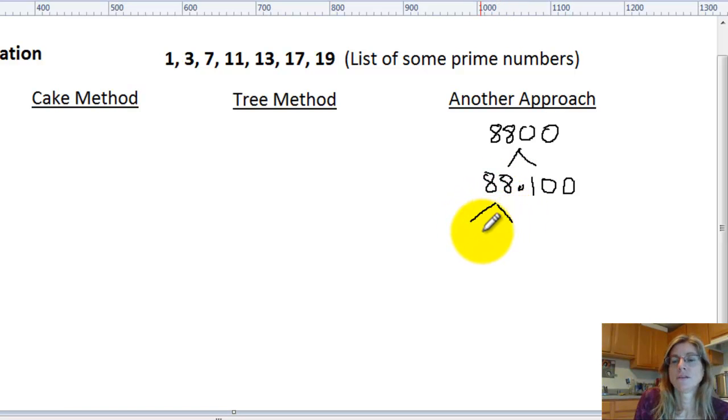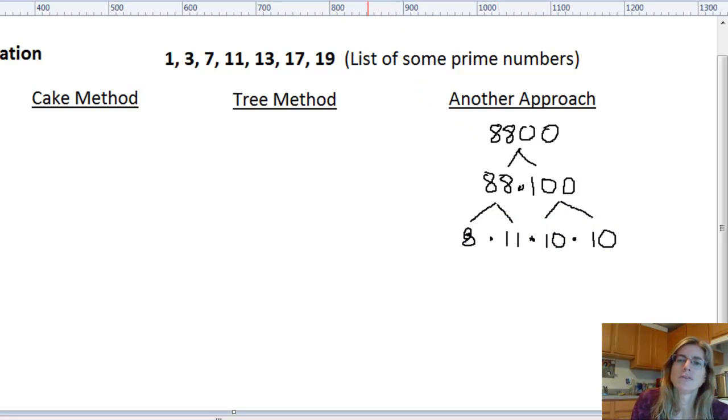What times what is 88? Well, 8 times 11. And now I want to keep going here. I'm going to break down 100 into 10 times 10. Okay, so I have all this. Now I already have one of the prime numbers, but the others are not prime, so I need to continue to break those down into factors.